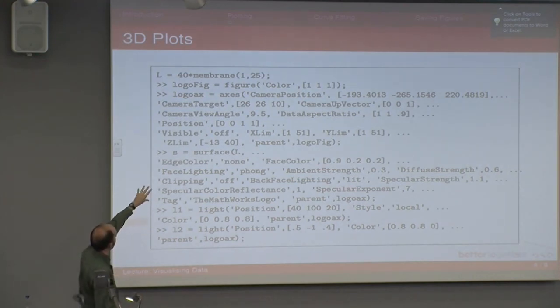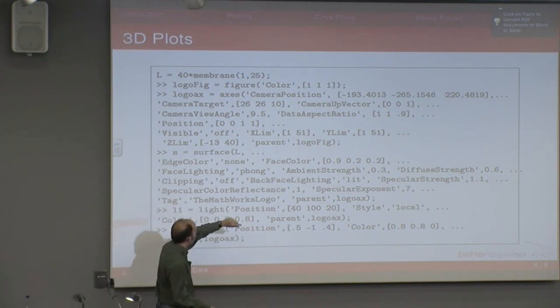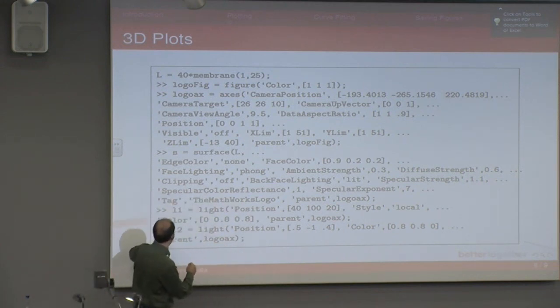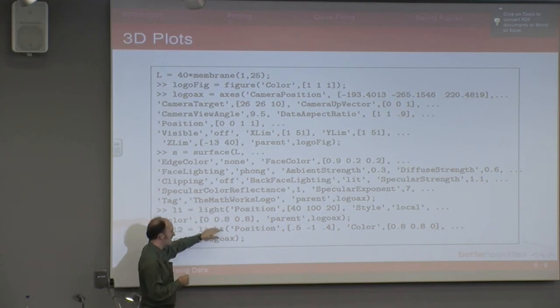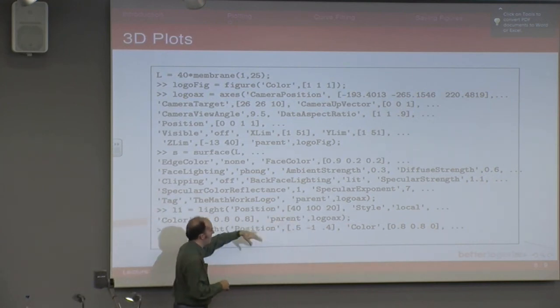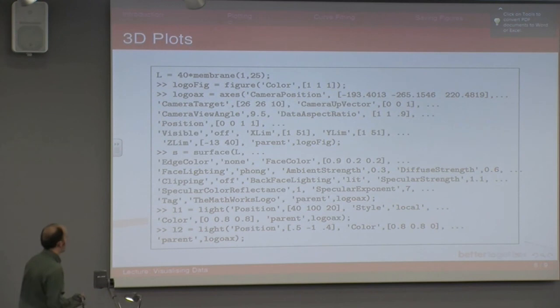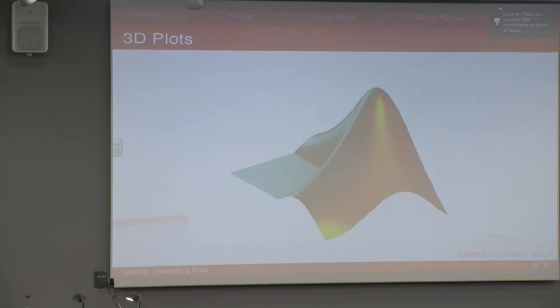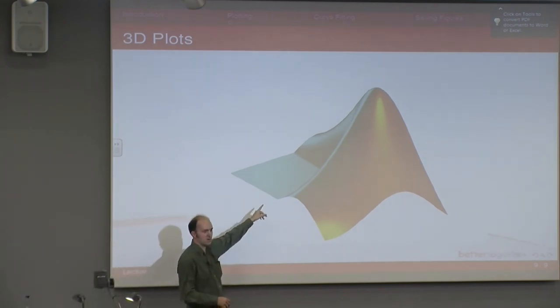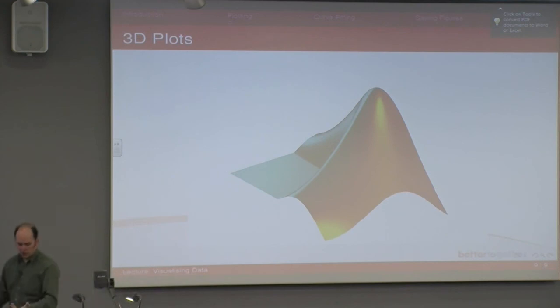Membrane is a certain function, and there's a bunch of different things. This is all to do with rendering, because it's going to render it. You can see various information about lights, their position in the axis and colour, and so on, how to render it. And when you do the things, you get this, which you should find familiar. That's the logo for MathWorks. And so that's all the commands. Like I said, there's quite a lot of complicated things you can do with plotting in MATLAB.